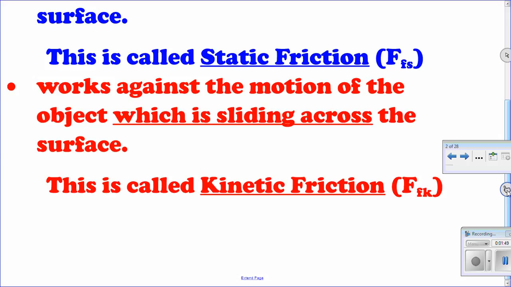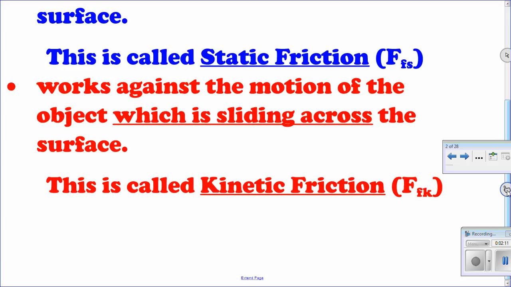If I take this chair here, right now, static friction. If I push harder, still static friction. Eventually I can overcome that static friction. Now it's sliding. So while it was in motion, that was kinetic friction working against this motion.